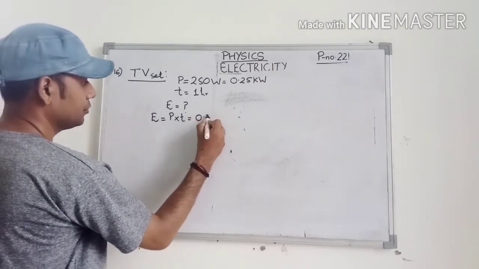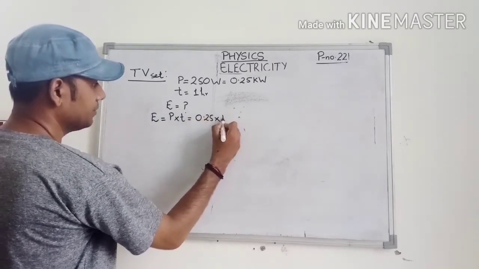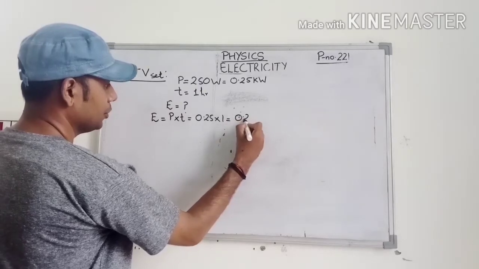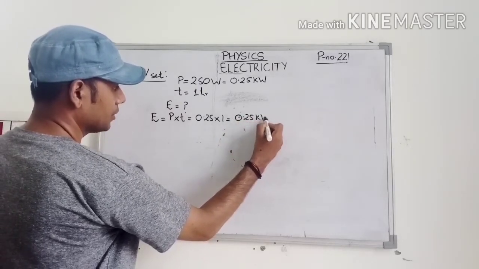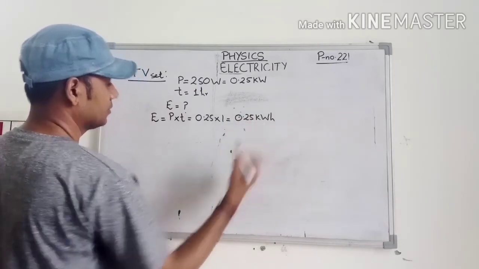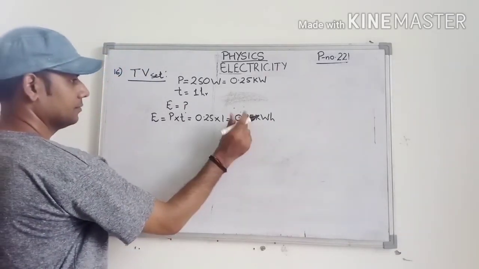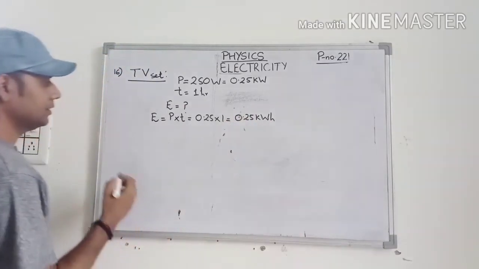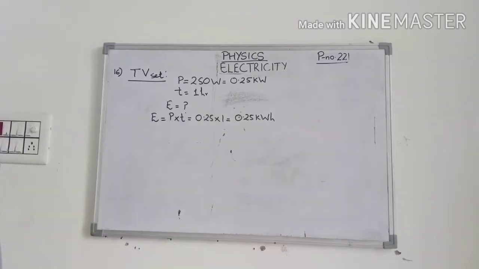Power is 0.25 and time is 1. So it is 0.25 kilowatt hours. Clear? Now check the second device.